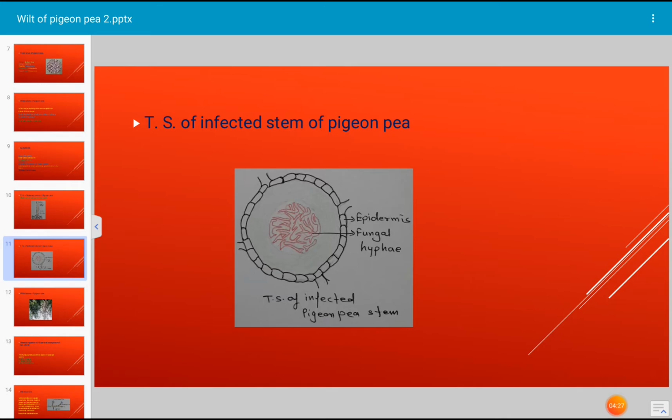Therefore the upper part of the plant gets affected and shows yellowing of leaves, loss of turgidity of leaves, and defoliation. All these symptoms occur only because of the lack of water supply due to the growth of this fungus inside the vessels. Okay, next.